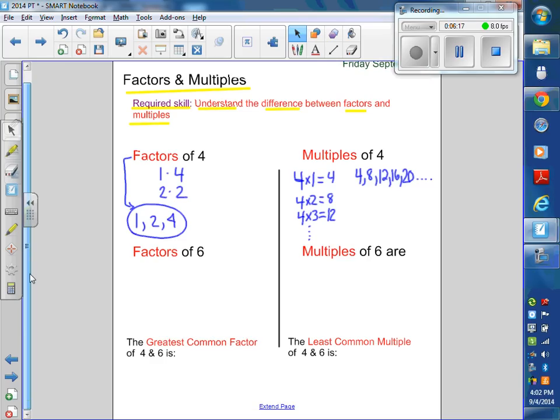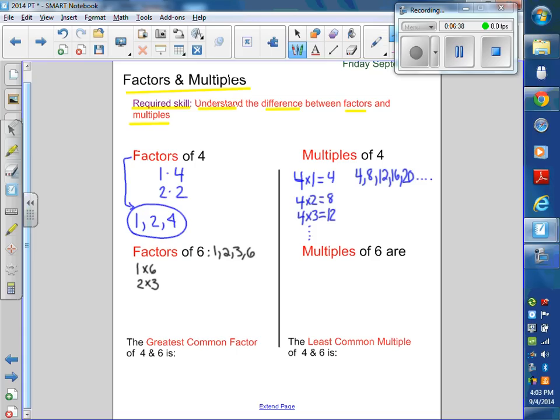So let's use that pattern to those examples to try to find the factors of 6. The factors of 6 come from factor pairs 1 times 6, 2 times 3. So there are 4 factors of 6. They are 1, 2, 3, and 6.